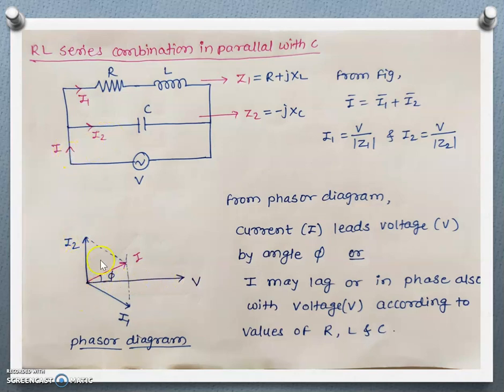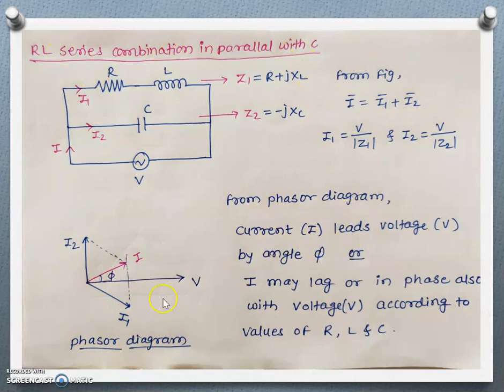So we can draw in upward direction, I2 leads voltage, this voltage phasor, by 90 degree. And total current I is the phasor sum of I1 and I2. So joining these 2 points, we will get this length from here to here, I. This is the total circuit current. This is the phasor diagram for this RL series combination in parallel with C.